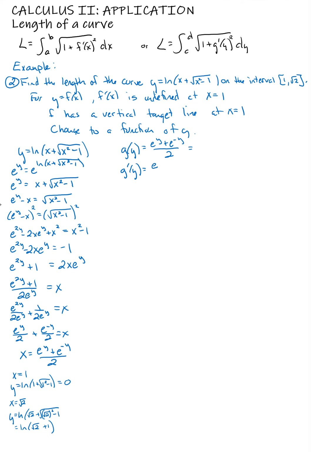e to the y, if we take the derivative of that, we get e to the y. e to the negative y, again, there's a little substitution that needs to be done in there, but you end up with negative e to the negative y. Of course, this is still all over 2 because that would end up being a constant. So however you want to go about finding that derivative, take your time. If you want to factor out the 1/2, go right ahead. I think that's not a bad idea. But now we need to square this.